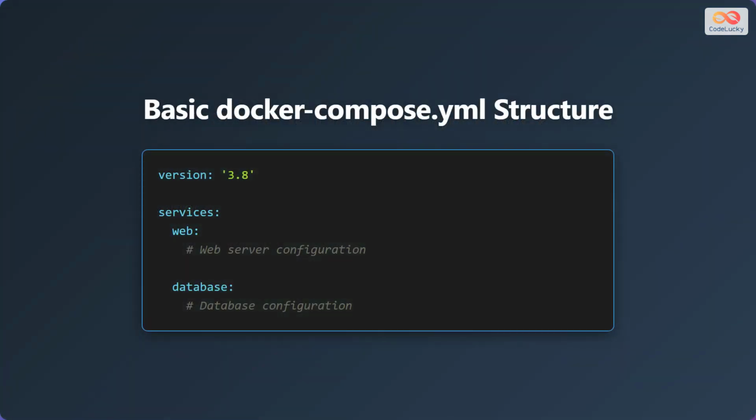Here is a basic structure of a docker-compose.yml file. At the top, you define the version of the Docker Compose file format. Currently, version 3.8 is commonly used. The services section defines the different containers that make up your application. In this example, we have a web service and a database service. You'll add the specific configurations for each service under their respective sections.